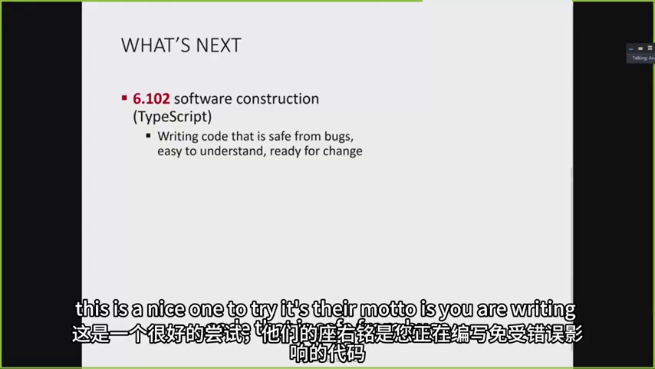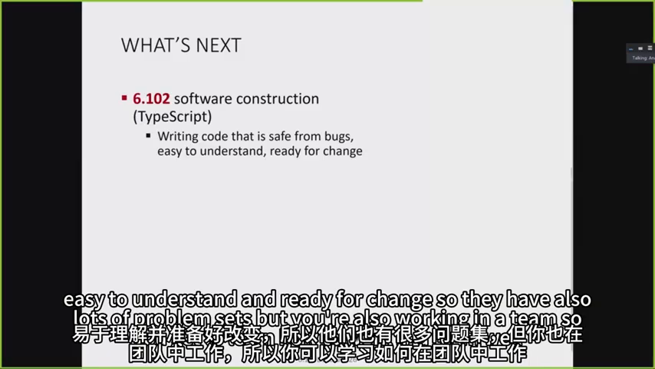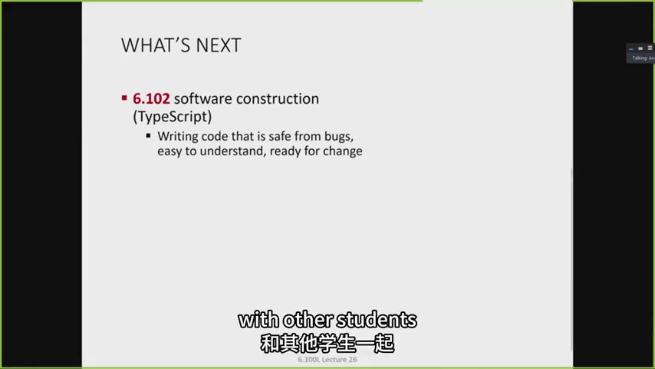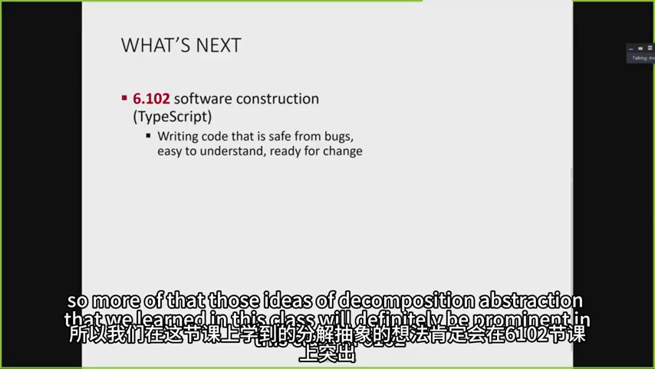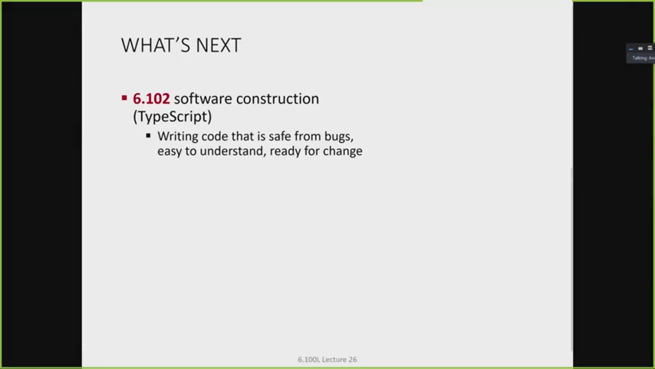Their motto is you're writing code that is safe from bugs, easy to understand, and ready for change. So they also have lots of problem sets, but you're also working in a team, so you get to learn how to work in a team well with other students, how to code together, how to write code that has nice documentation, lots of debugging, things like that. So more of those ideas of decomposition and abstraction that we learned in this class will definitely be prominent in this class, in 6102.